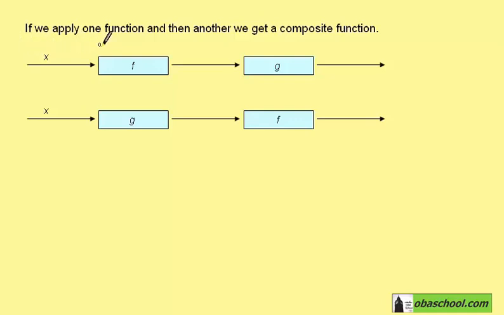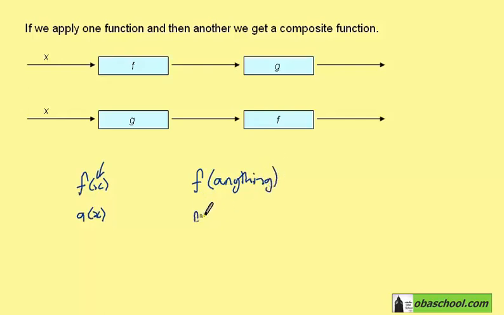If we apply one function and then another, we get what's known as a composite function. Here we have two functions, f of x and g of x. It's important to note that x in this situation just denotes the input. We can take a function of just about anything.